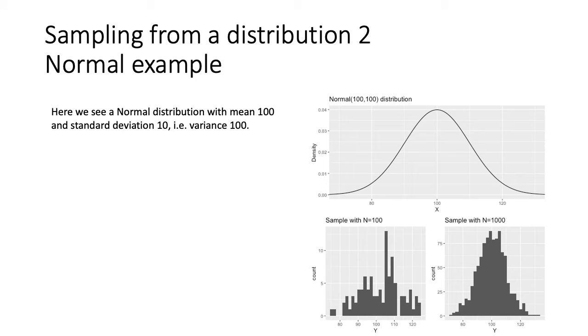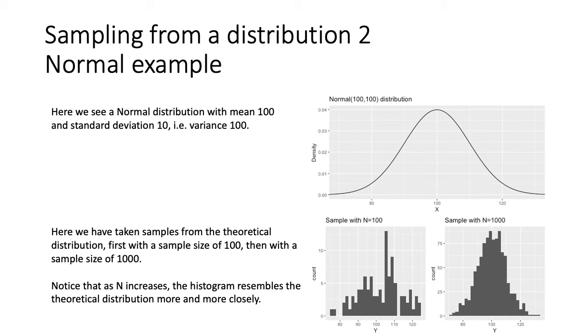We can see the same thing with a normal distribution. Here we've got a normal distribution with mean 100 and standard deviation 10, i.e. variance 100. And we see again at the bottom, when we sample with n equals 100, it doesn't really look very much like the theoretical distribution, but when we sample with n equals 1,000, we get something that much more closely resembles the theoretical distribution.